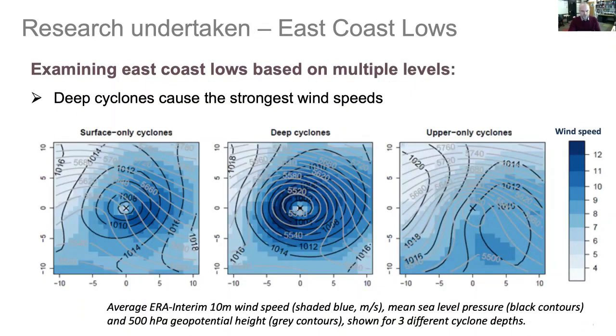The project examined east coast lows based on different levels of the atmosphere, and shown here is an example of our findings. The figure shows that the strongest winds are actually caused by cyclones that are well defined over a deep range of levels through the atmosphere. And this is an important result because most previous studies have only examined east coast lows for a single level of the atmosphere.